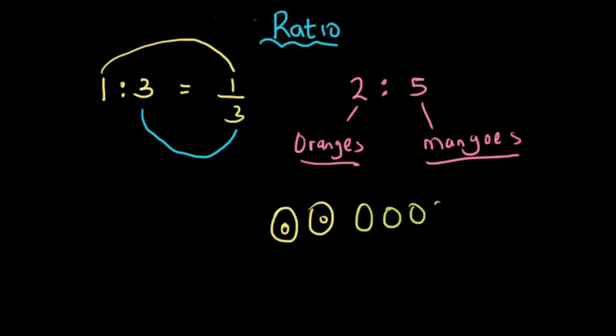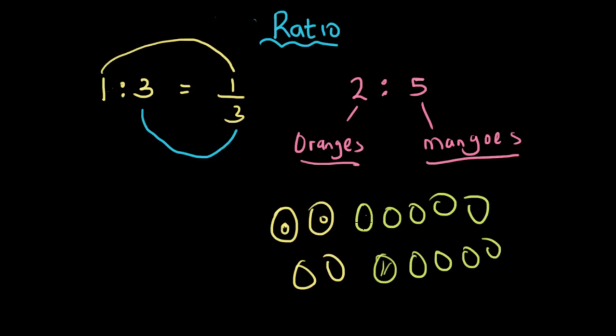1, 2, 3, 4, 5. If I add 2 more oranges, I have to add 5 more mangoes. 1, 2, 3, 4, 5. These represent mangoes. Do you understand? Alright, let's take some calculations on that ratio.